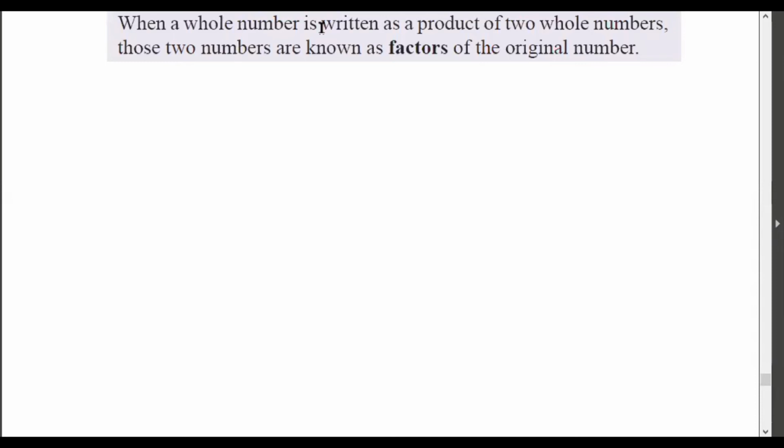When a whole number is written as a product of two whole numbers, those two numbers are known as factors of the original number. Okay. So we learned that one up to here. We said that if a number can be written as a product of two numbers, those numbers are factors of the original number. Write this down. When a whole number is written as a product of two whole numbers, those two numbers are known as factors of the original number.